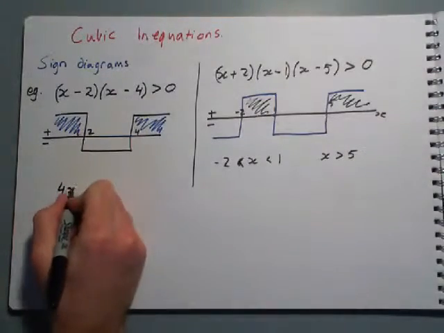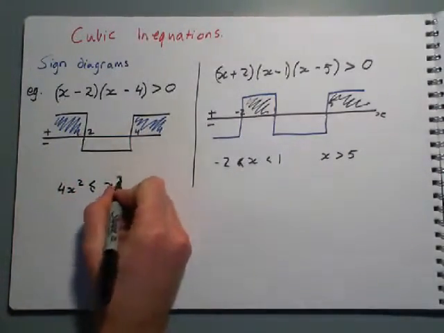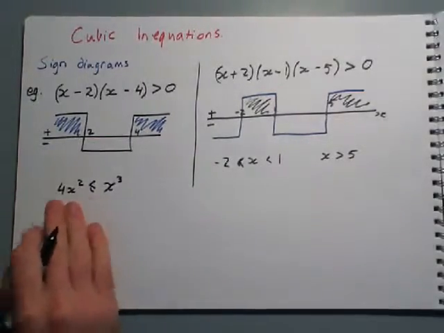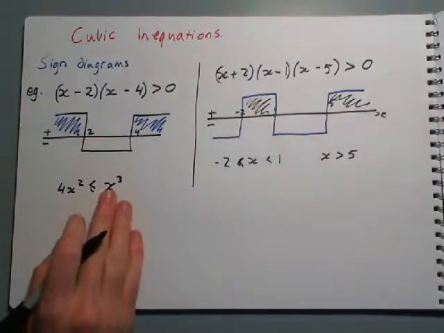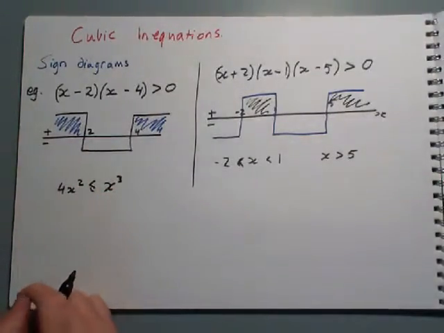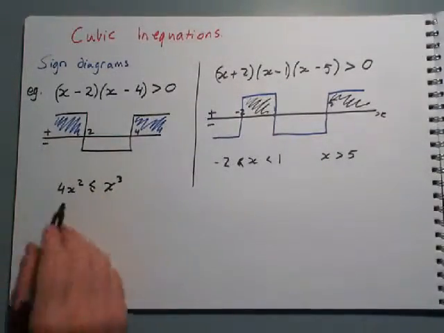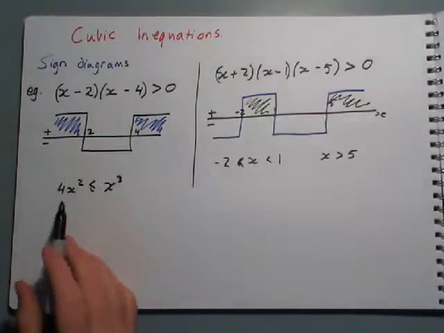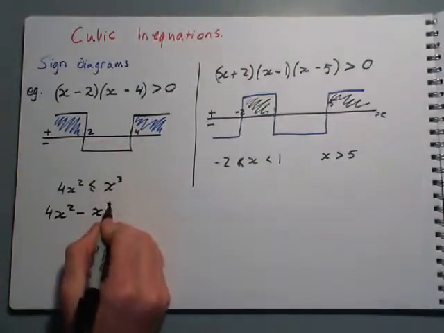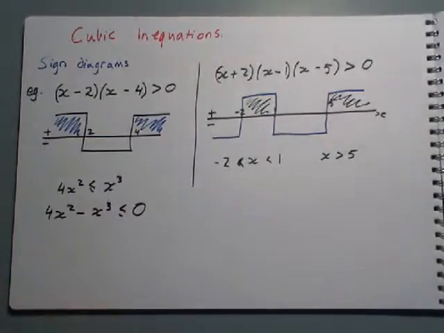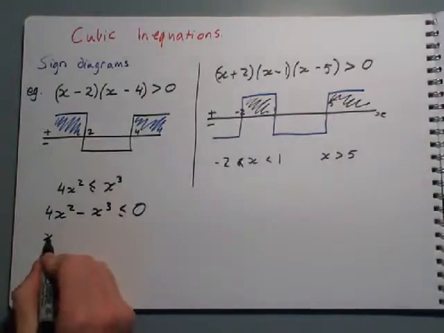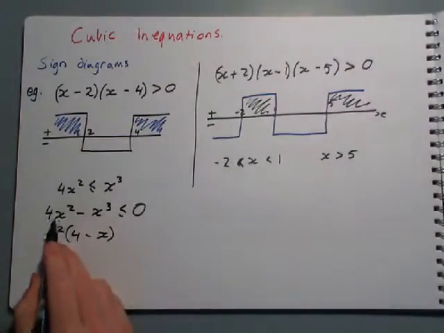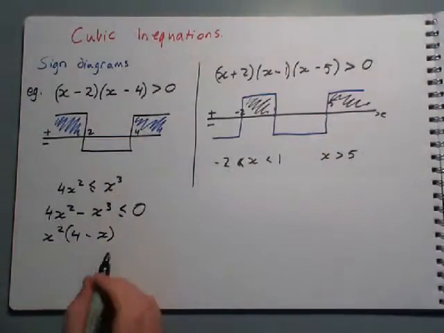We've got 4x squared less than or equal to x cubed. So these are all examples from example 16. So first step, we've got 4x squared less than or equal to x cubed. We need all the variables on one side and we want a 0 on the other. So if we take x cubed on that side, we'll be left with 0. We can take a factor out of x squared, so we'll be left with x squared times (4 - x). X squared times 4 gives me 4x squared. X squared times minus x gives me minus x cubed.